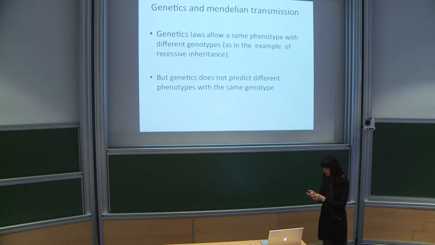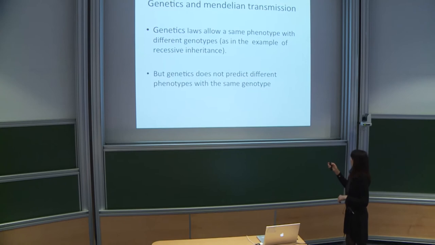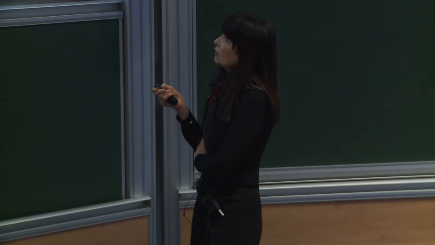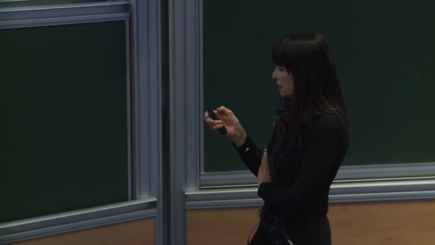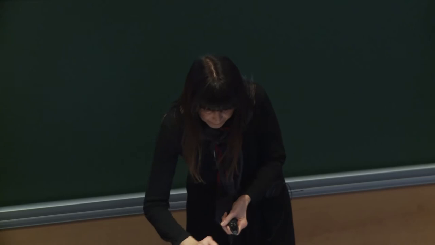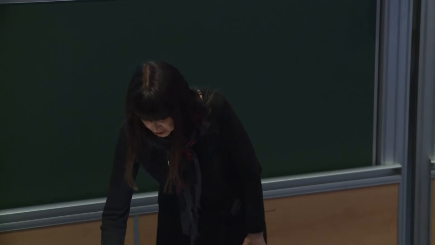So let's start with genetics. You, of course, know about Mendelian transmission and genetics. You heard about it this morning. Genetics laws allow the same phenotype with different genotypes, for example, when you have a recessive inheritance of a trait. But genetics, if you take it basically, does not predict different phenotypes with the same genotype. However, it's been known for a very long time that there are many cases of identical genotypes and different phenotypes, which says that genetics cannot explain everything.